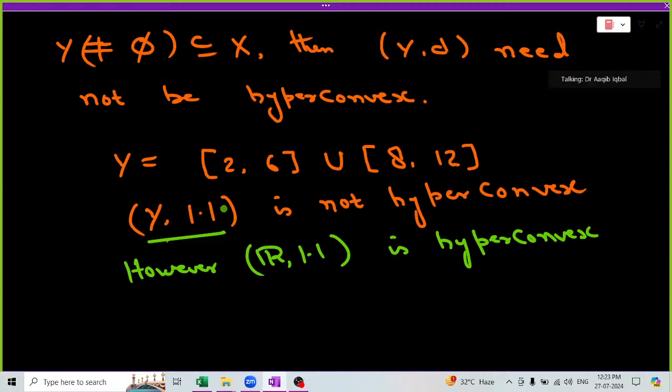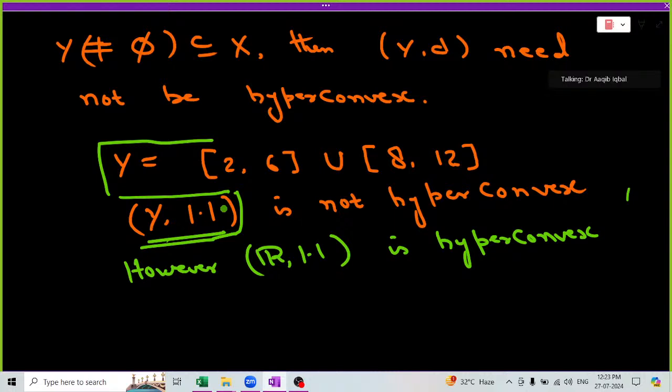ये hyperconvex क्यों नहीं है, by the way, कोई बता सकता है आप में से? Why is this Y with usual metric, where Y is this, not hyperconvex? It is not metrically convex. In fact, ये R में hyperconvexity and convexity, they are same, कोई फर्क नहीं है. It's not convex, so it's not hyperconvex also.